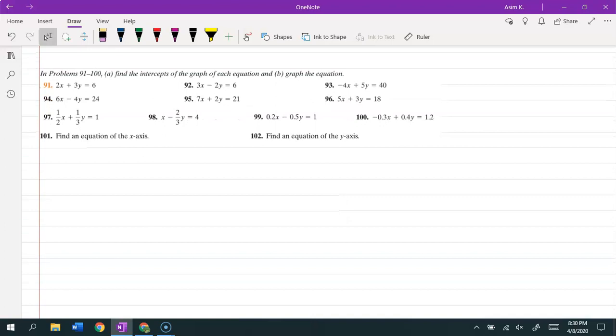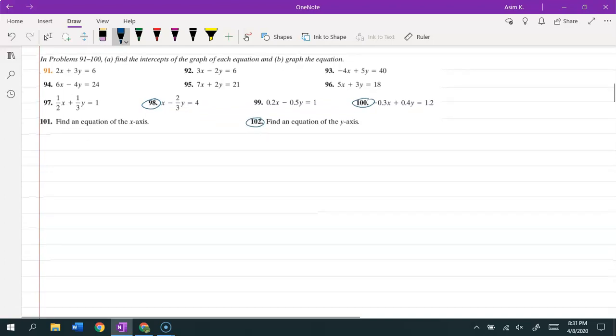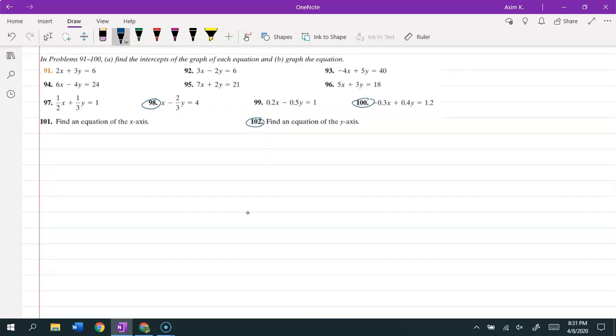So what we'll do is we'll try some of the more interesting ones. So we'll try number 98 over here. We'll try number 100, and we'll look at 102 as well. Okay, so really quickly, number 98 says x minus 2/3 y is equal to 4, right? And they want us to use the intercept method. Because it says find the intercepts of the graph and then graph the equation.